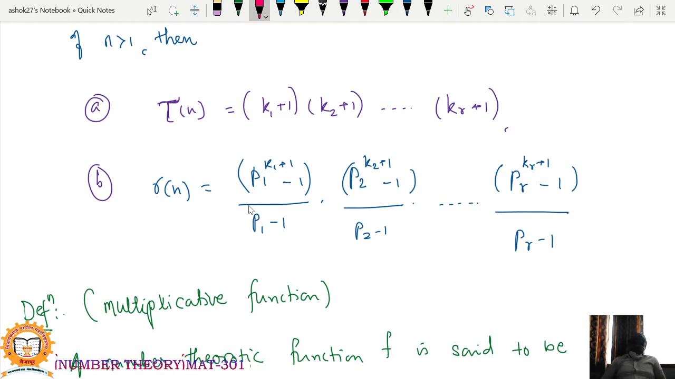So these are the formulae to calculate tau n and sigma n in any situation. Means if you have the prime factorization of that integer, then you can find tau n and sigma n using that prime factorization. Let us see.